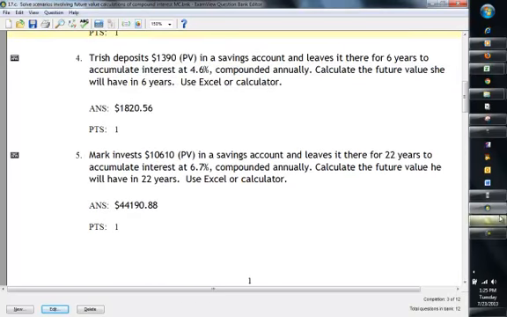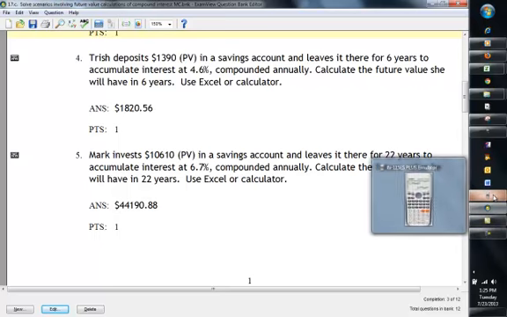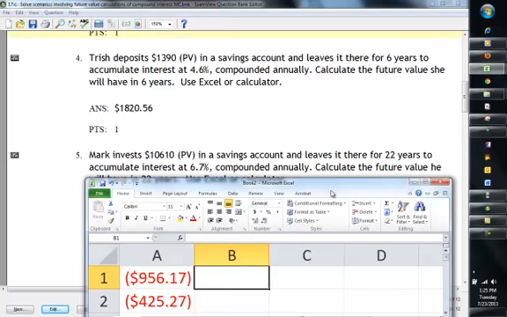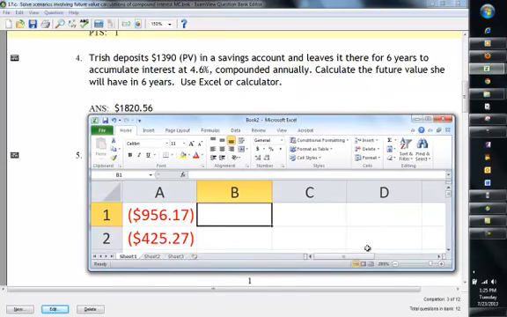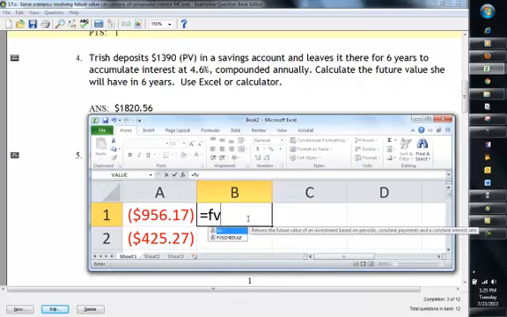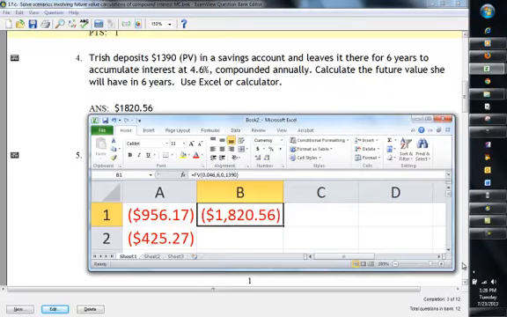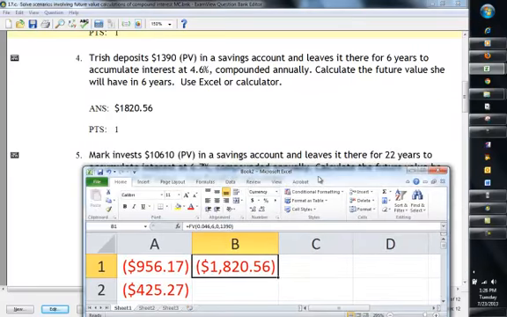Trish deposits. It even tells us this time that that's the present value and leaves it there for 6 years, accumulating interest compounded annually. Calculate the future value. So it's future value, and when we do, the rate is 0.046. The number of periods is 6 years. No payment, present value of $1,390, and you get $1,820.56.